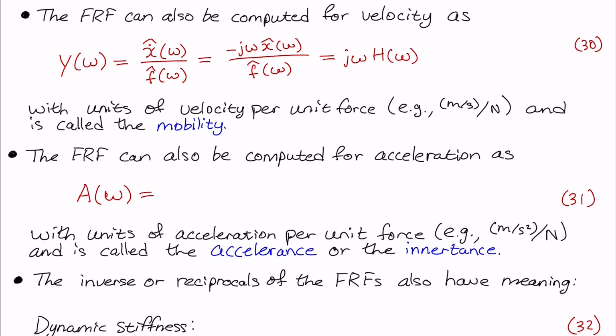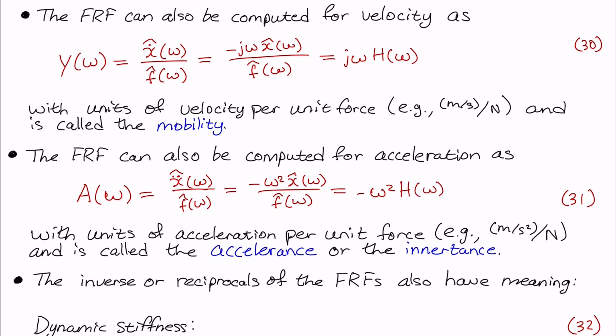And this will be equal to x double dot hat of omega, which is the Fourier transform of the acceleration, divided by f hat of omega, which is simply equal to minus omega squared x hat of omega divided by f hat of omega, or simply equal to minus omega squared times h of omega.